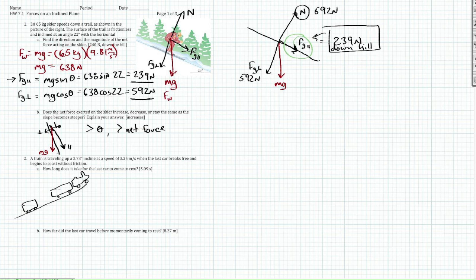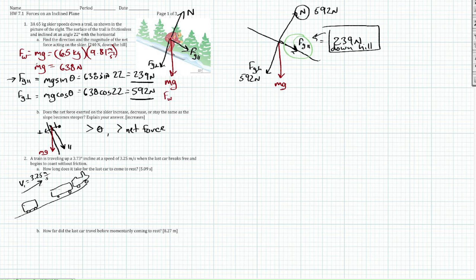Well, the original velocity of all the cars, or you might say the initial velocity, is 3.25 meters per second.